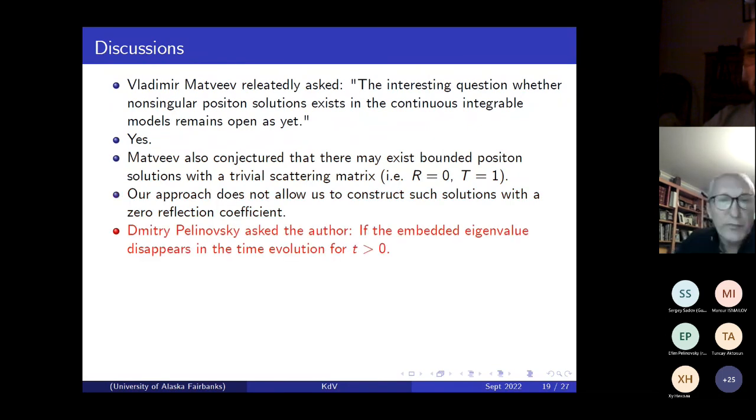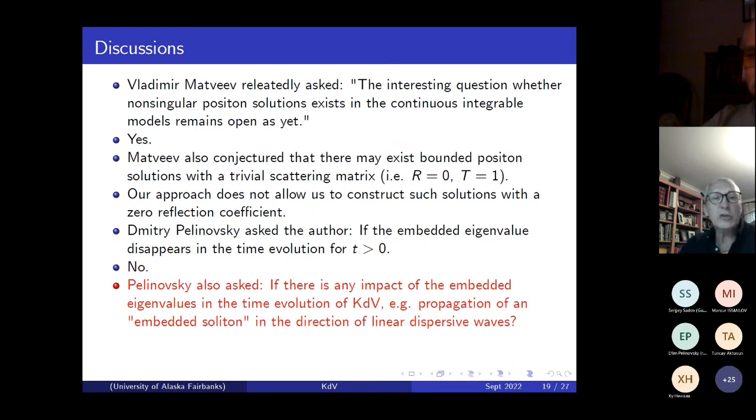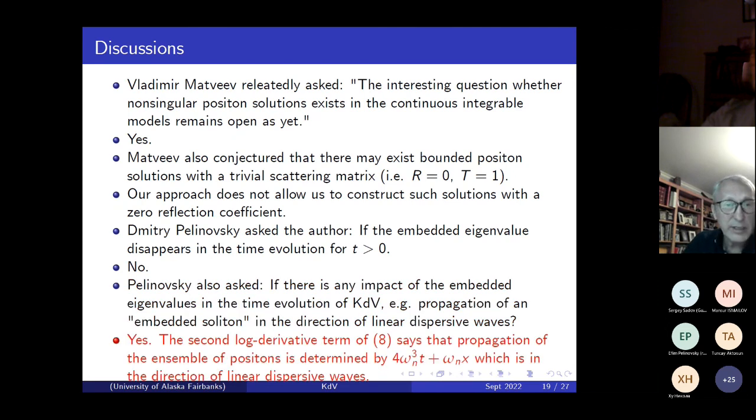And Dmitry Pelinovsky also asked me if embedded bound states disappear over time, and the answer is no, as the previous theorem says. And also Dmitry Pelinovsky asked me if embedded bound states have any impact on the time evolution of the KdV equation, that is, propagation of an embedded soliton in the direction of linear dispersive waves. What he refers to as an embedded soliton could be called a bounded positon, and the answer is yes. Indeed, they present waves which move to the left, in the opposite direction from the solitons, and with this velocity.